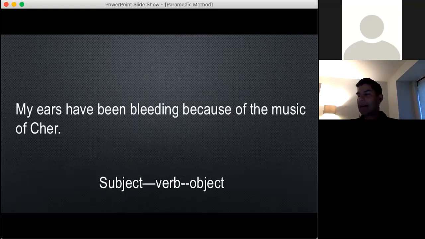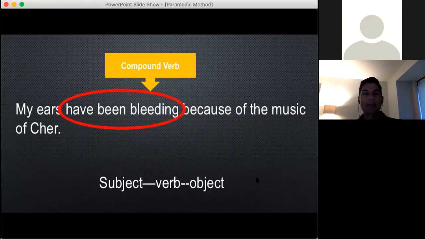So in this case, what is the compound verb here? Yes, have been bleeding, correct. Got it. So the compound verb. So here we see is the subject, right? This is the subject. And then what's the object? The ears, right? Okay, cool.